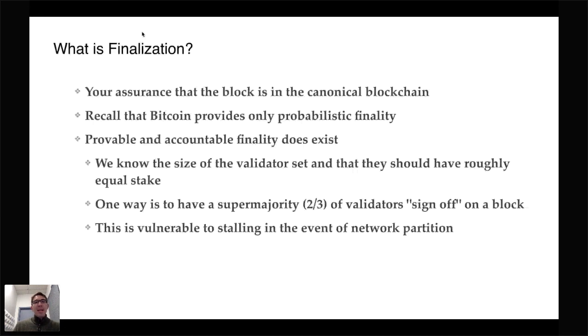As I already mentioned, we already have mechanisms for provable and accountable finality. One of the ways that we can do this, and there are obviously other ways of doing this, and just so you know, I'm doing a little bit of hand waving here on the specifics. But we know the size of the validator set. We know they should have roughly equal stake. So one way is to have a supermajority of validators, that is 2/3 of validators, sign off that this block is finalized. Again, the number 2/3, there are some specific reasons for that we're not going to go into too much. If you look up the paper on Practical Byzantine Fault Tolerance, you can read more detail on that.